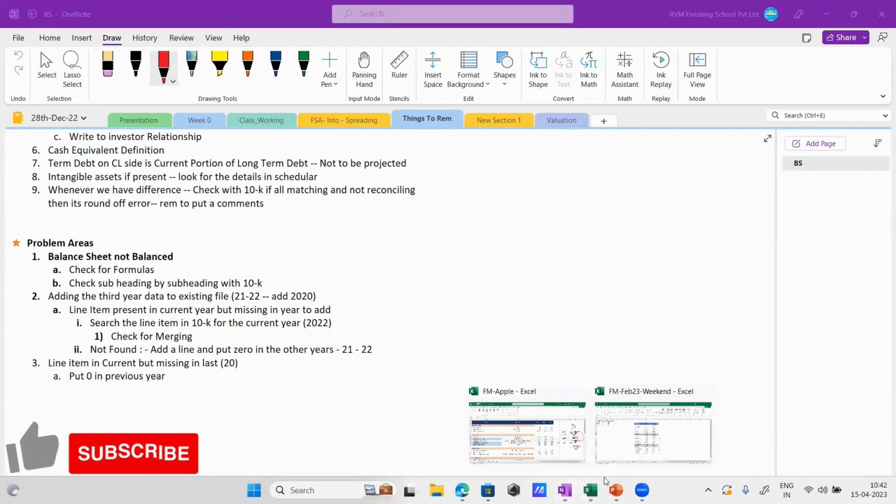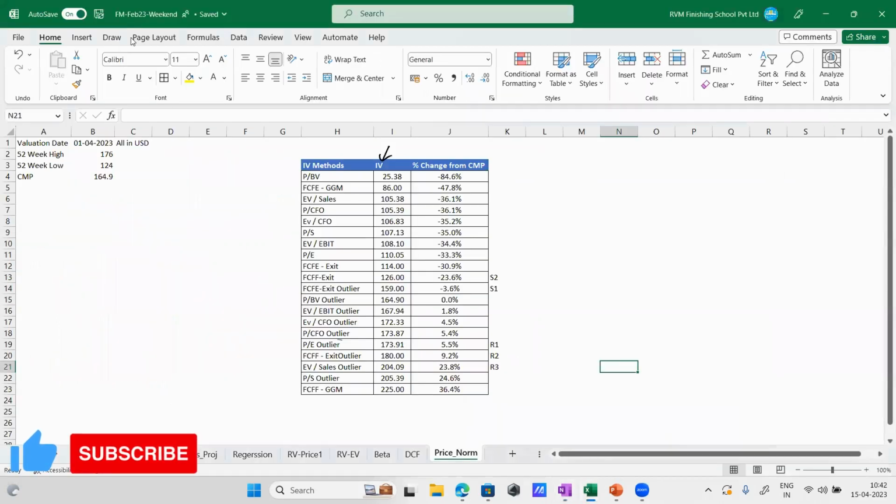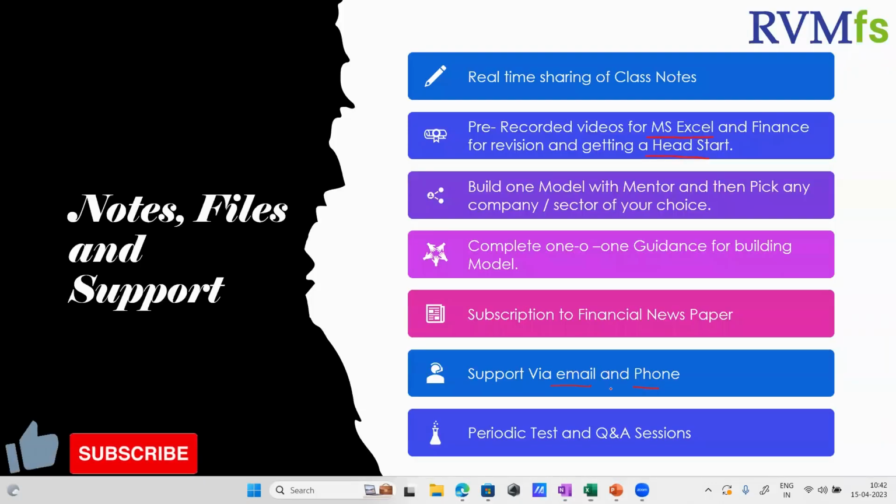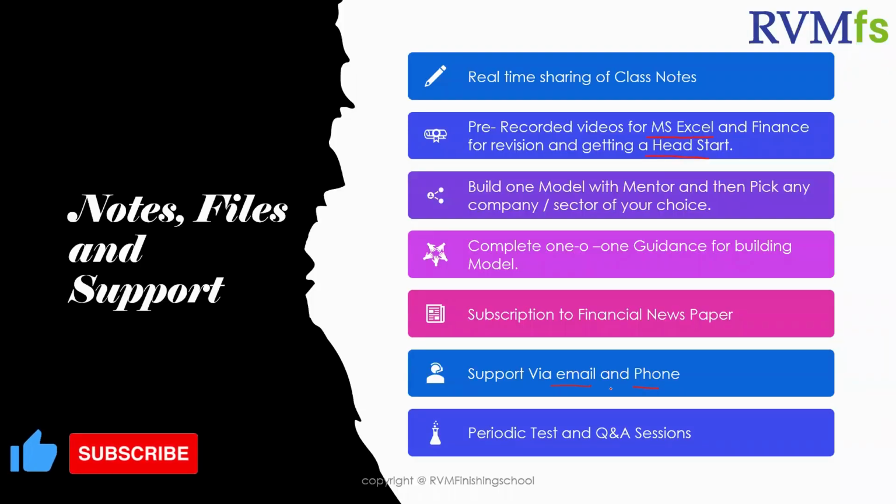The same thing happens with Excel. If you look at this Excel, this is a web-saved Excel, so you will have the entire Excel on your end. As soon as I finish something, you can go and refer to it. You can always open the link and get it done. We have made this a little dynamic in nature so that you and I are in the same place. So this is how we look into your notes, files, and support.